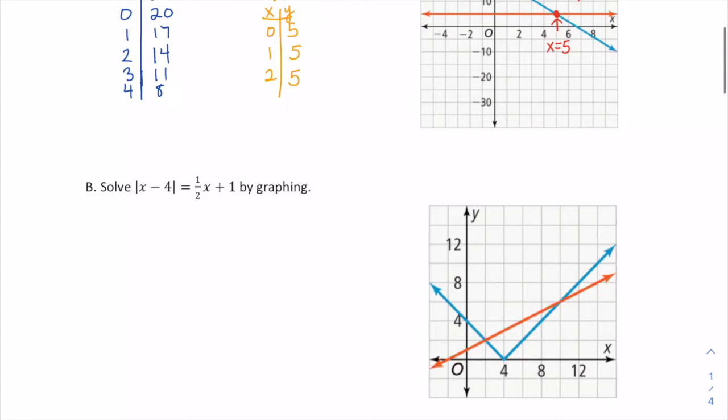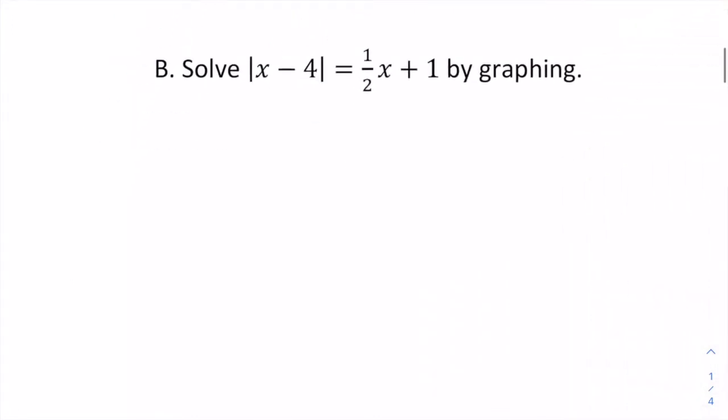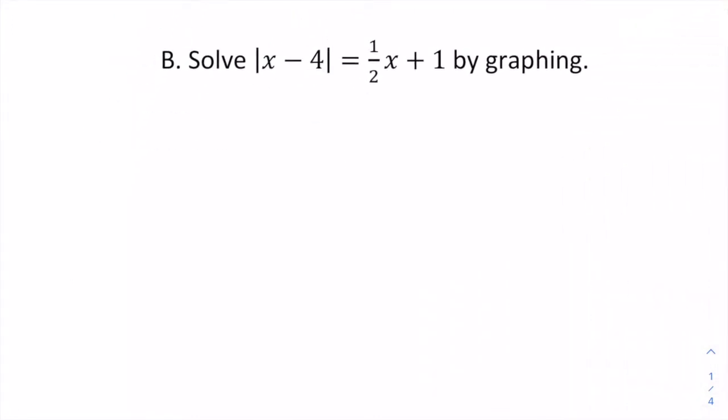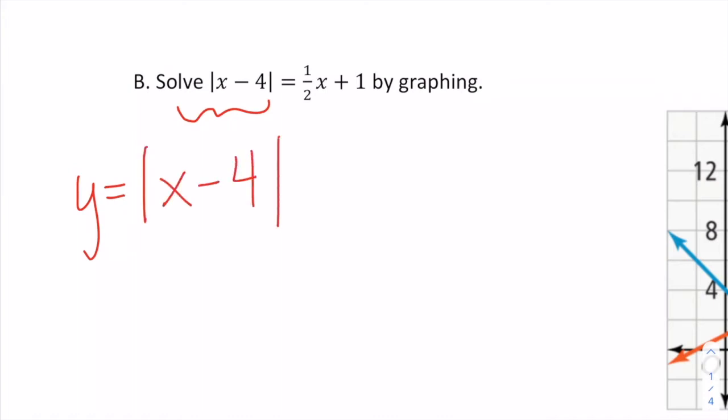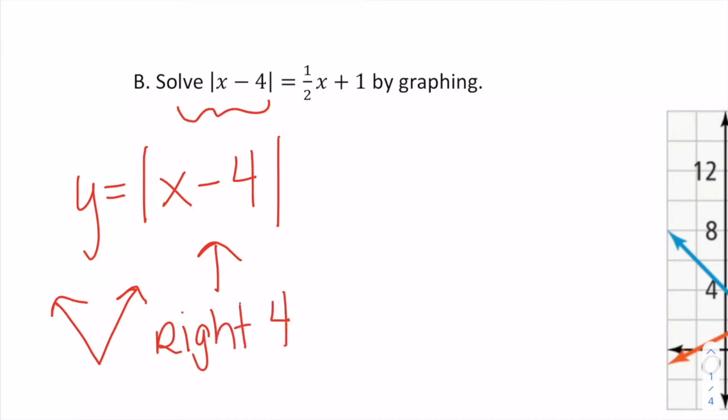For the next one, we have two graphs. The first one is going to be the absolute value, so this will be y equals the absolute value of x minus 4. You know that's going to be a V shape. And this minus 4 means it's going to go to the right 4. And I'll make a table in just a minute.